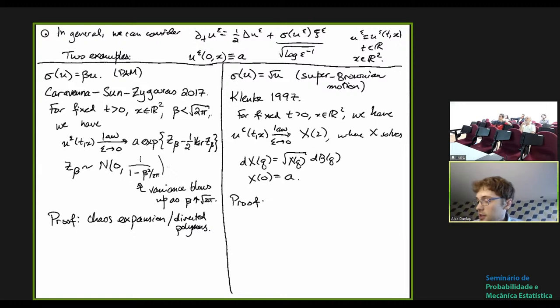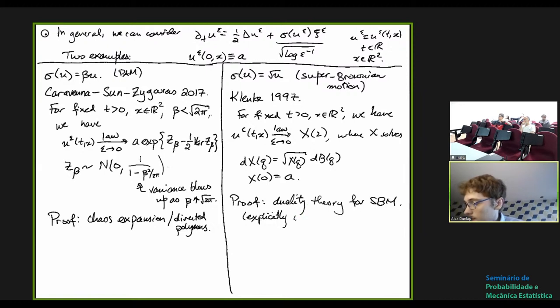The proof that Klenke used was totally different. This was based on a duality theory for super Brownian motion. For super Brownian motion, there's a duality theory for the Laplace transform, and so he was explicitly computing the limiting Laplace transform.